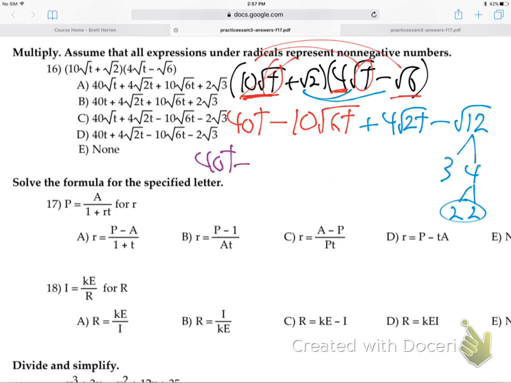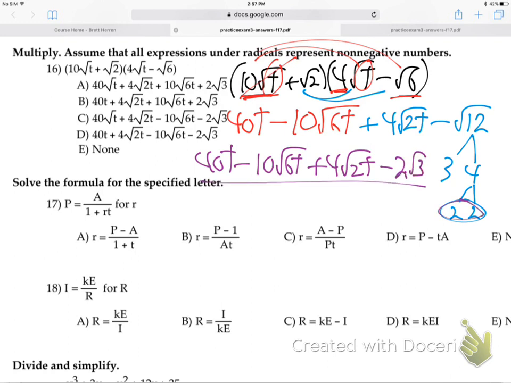So 40t minus 10 root 6t plus 4 root 2t. And then the root 12 is 2, minus, isn't it? Minus 2 root 3, right? The 2 twos send 1 out, 3's left in. There it is. So, which answer is that? D. Is it D? 40t plus... Oh, yeah, they have a different order than me, but yeah, same answer. Good?